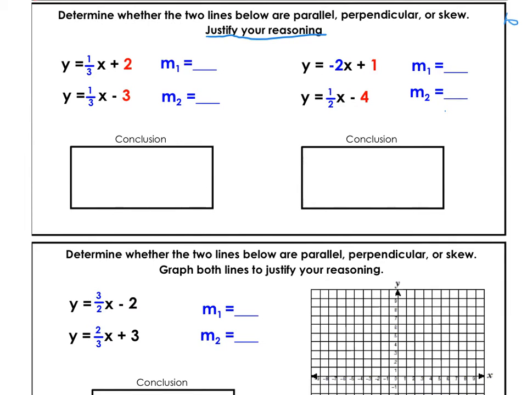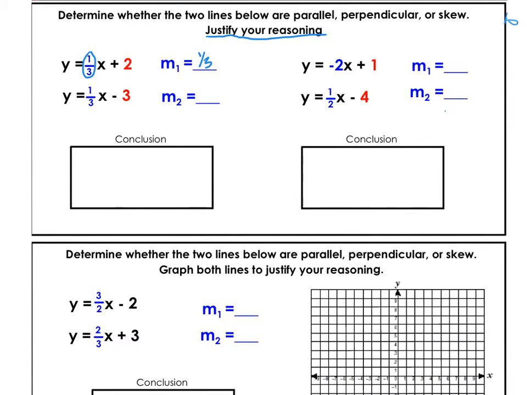Well, what you're going to do is this process. Let's look at the two lines that are given, and we're going to isolate the slopes, all right? So for the first one, we have y equals 1/3 x plus 2. The slope is 1/3. So you should write this. Right now I'm putting this here for you, but you should always write the first slope is 1/3.